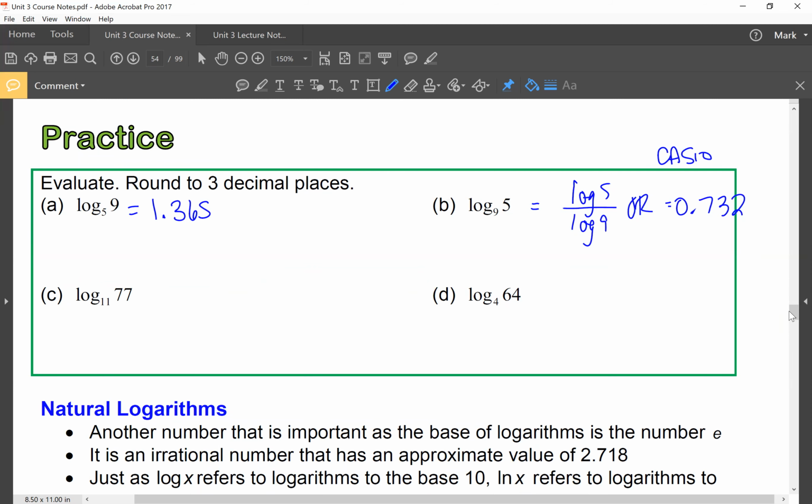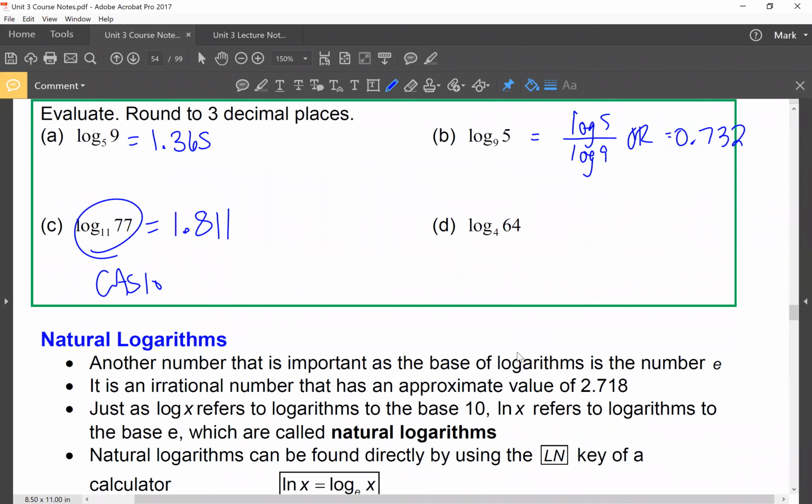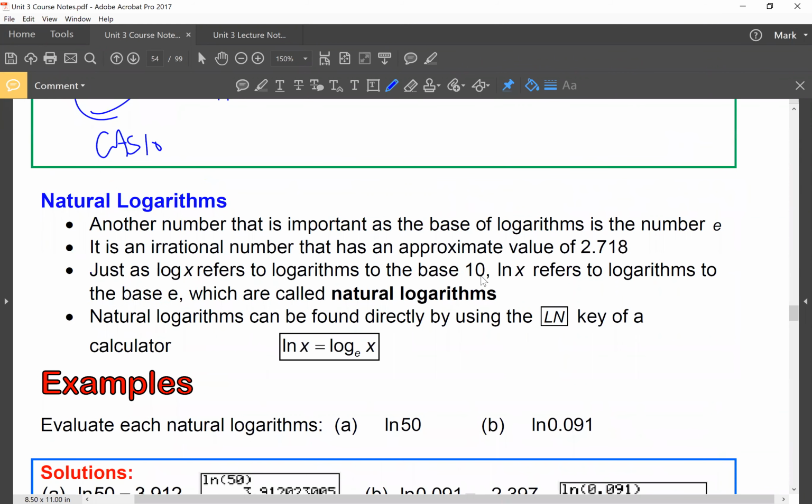Log 11 to 77. This is hard to teach because I wish I could just show you what my calculator is saying. I'm literally just putting this in on my Casio. That's it. There's no way you could do this without a calculator. Please, guys, tomorrow come with a calculator.